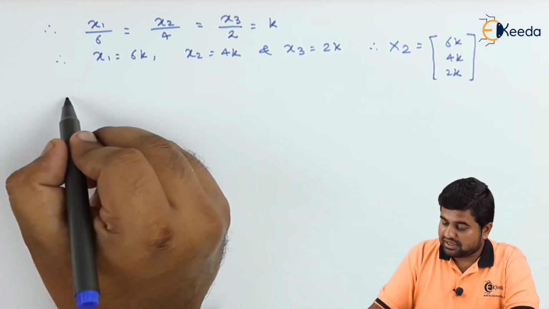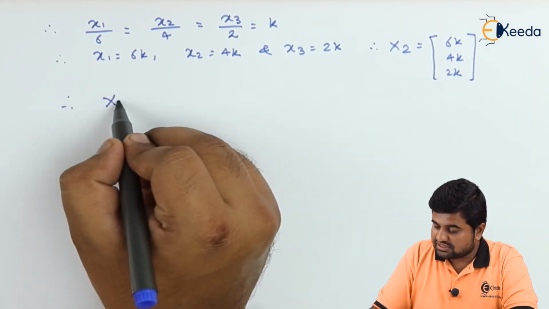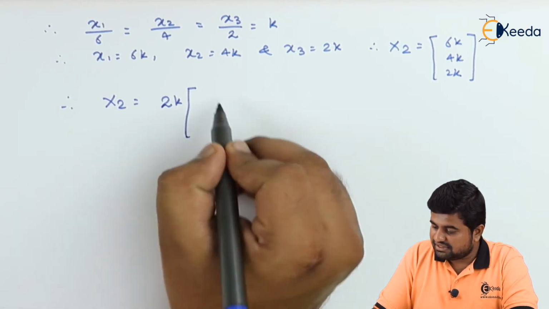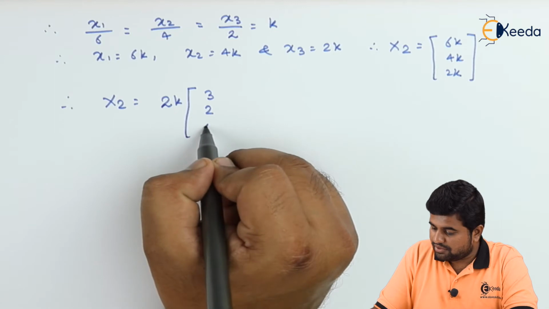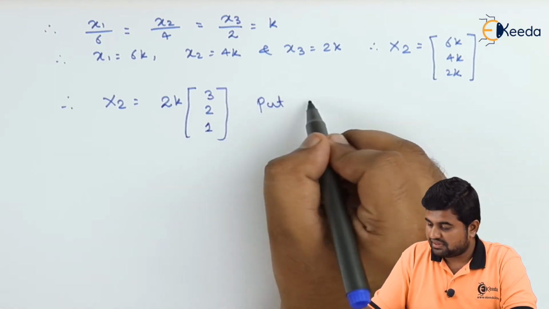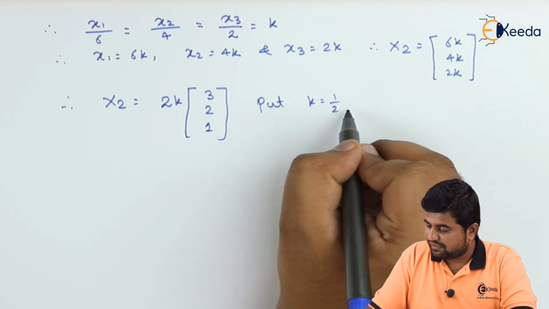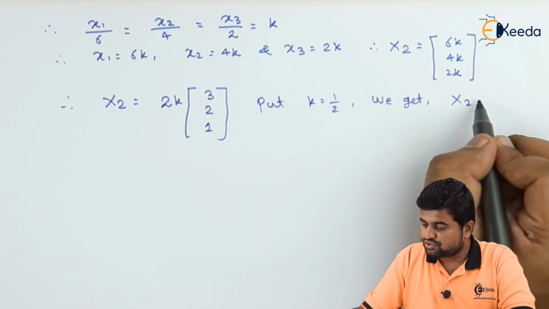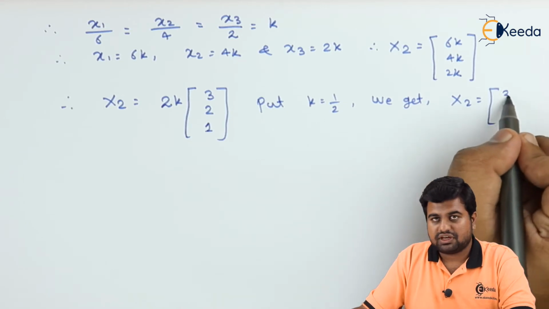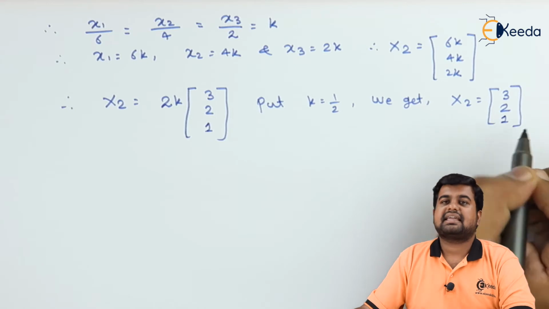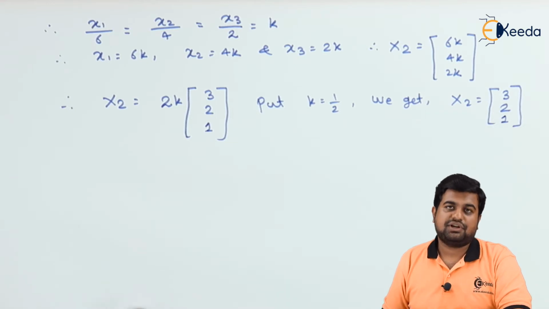Now I can take 2k common. Therefore, x2 is equal to 2k common, and I am left with 3, 2, 1. Now we'll put k is equal to half. We get x2 is equal to 3, 2, 1. This is the second eigenvector for this second particular value.